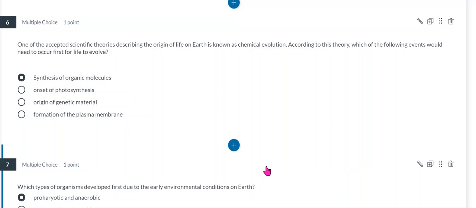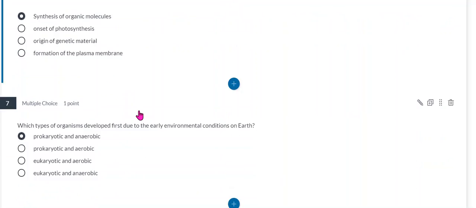According to the theory, which of the following events would need to occur first for life to evolve? The basis of life is organic molecules. So first, the organic molecules need to be synthesized from inorganic molecules. So that is why this is the correct answer. Photosynthesis and all that comes much later in biological evolution.